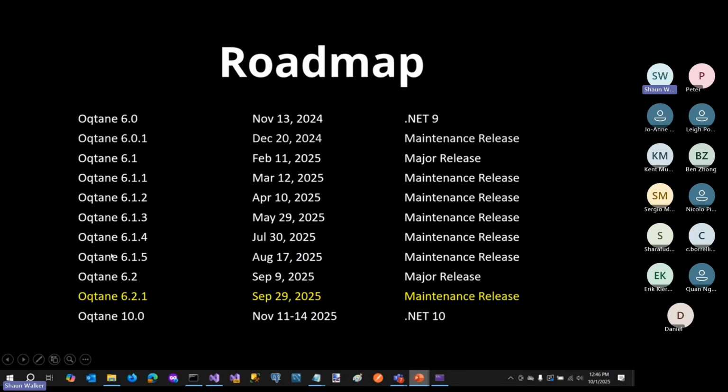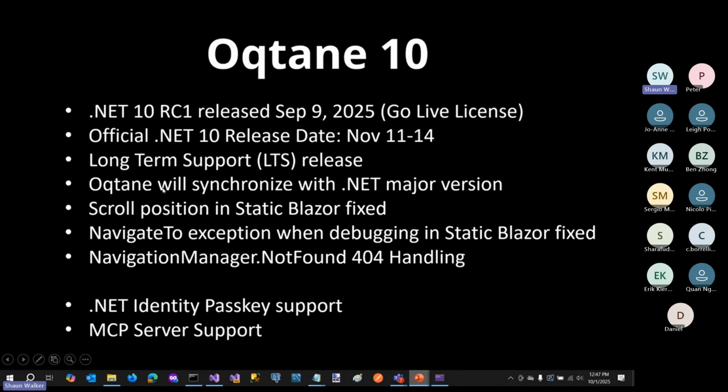The latest version, of course, 6.2.1, was released September the 29th, earlier this week, and it was a maintenance release. The next release will be Oqtane 10, and that will be in the beginning of November. Oqtane 10 will coincide with .NET 10.